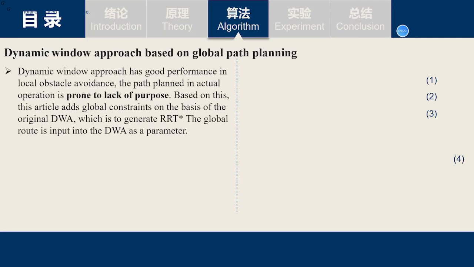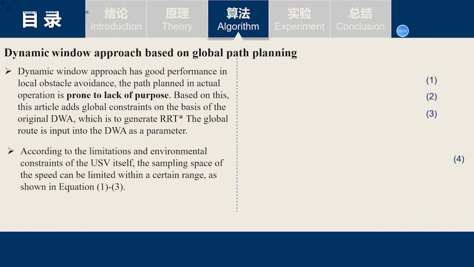Although the dynamic window approach has good performance in local obstacle avoidance, the path planned in actual operation is prone to a lack of purpose. Based on this, this article adds a global constraint on the basis of the original DWA. It can ensure that the route obtained by the planner has good obstacle avoidance performance and will not deviate too much from the original trajectory.